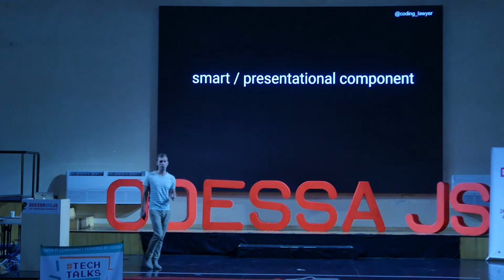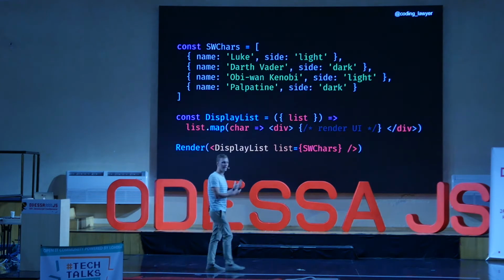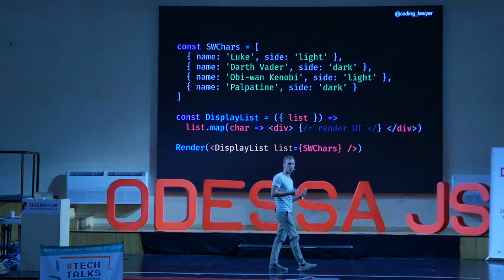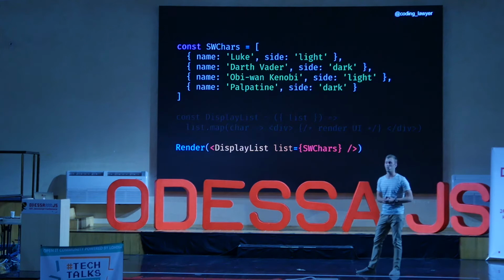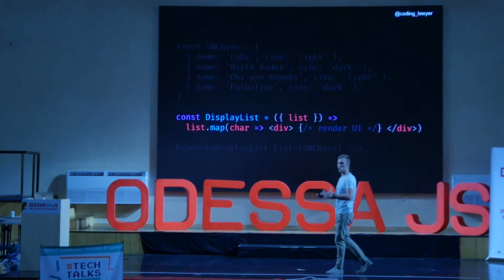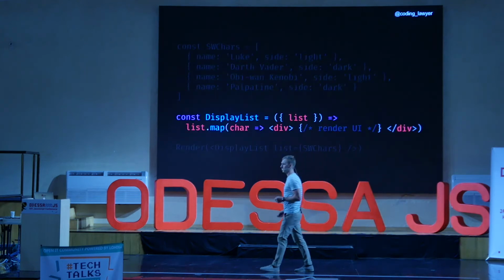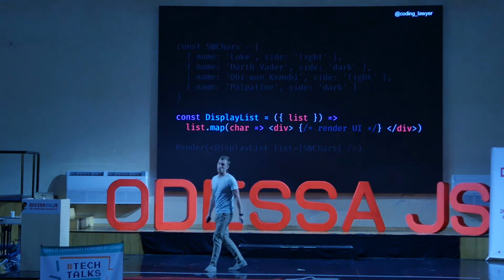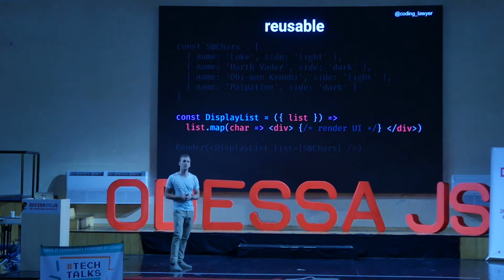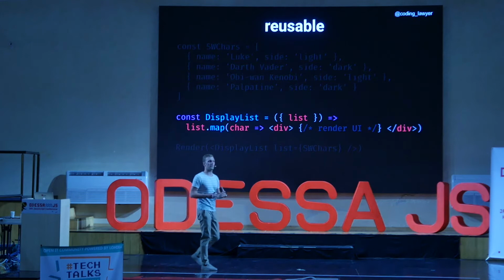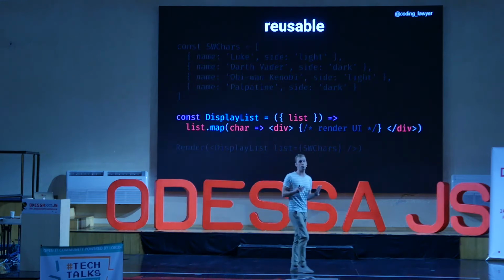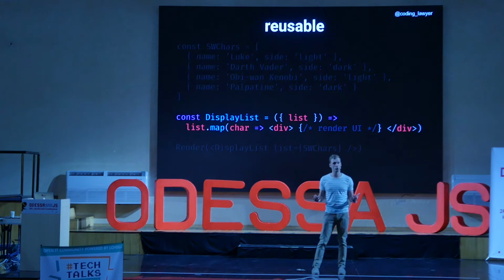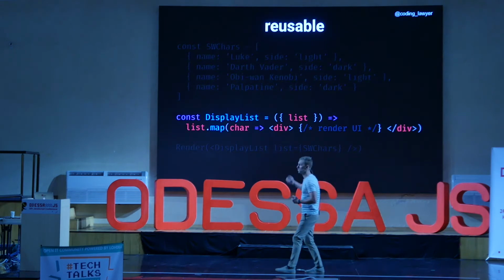So let's take a look at the presentational component. Again, we have a list of Star Wars characters, and we pass it to the display list component as a list prop. And display list just displays the list of Star Wars characters. Now, this component is easily reusable because it takes care only of a single concern, only of the UI. If we wanted to display Star Wars characters elsewhere in our application, we can use this component.